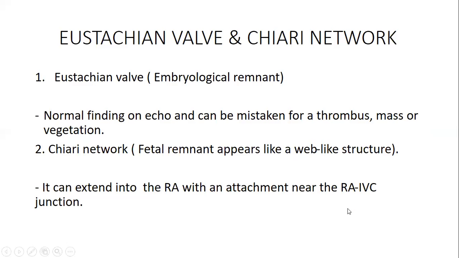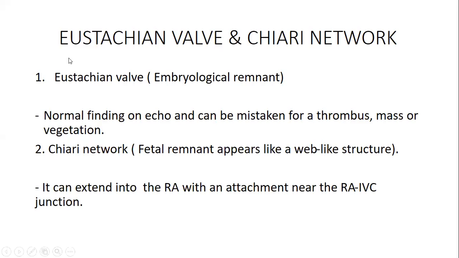I talked about the things that you must look at in the right atrium. One of them is the Eustachian valve and the Chiari network. Remember, embryologically, the Eustachian valve is just an embryological remnant found within the right atrium that directs blood, as the blood has to bypass the immature lungs and go straight to the left atrium. So you can have what we call a Eustachian valve, and this should not be indicated as an abnormality or a lesion. This is a normal finding. And the Chiari network as well, you can also find it.